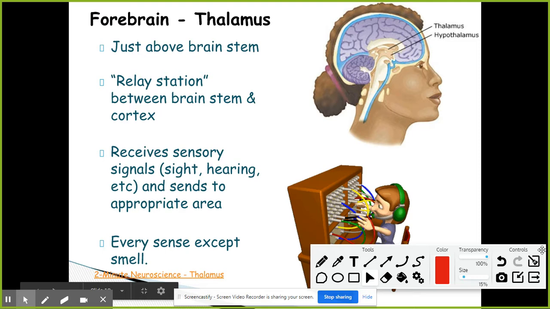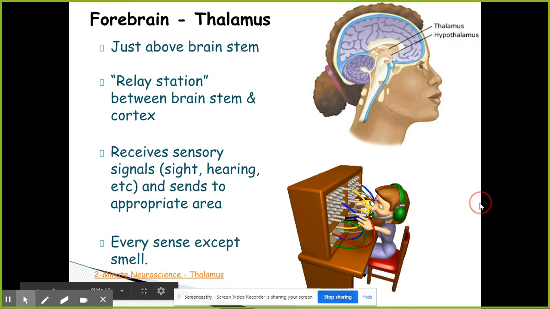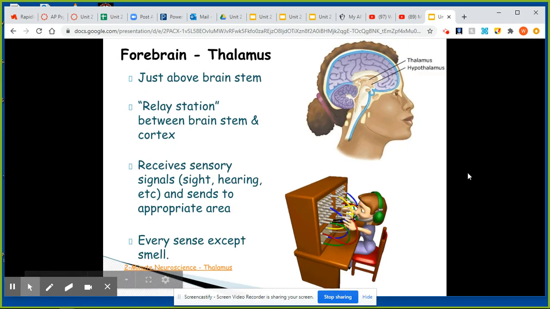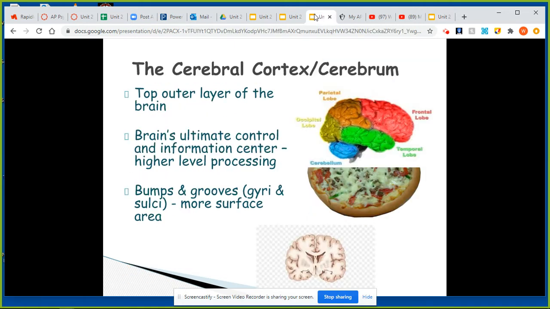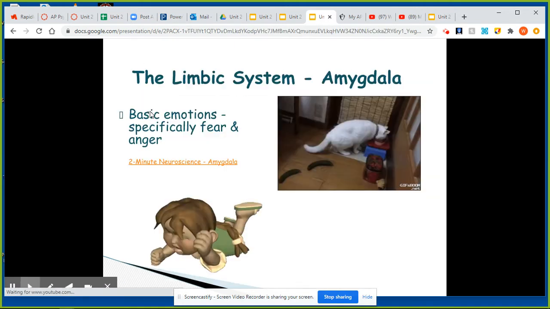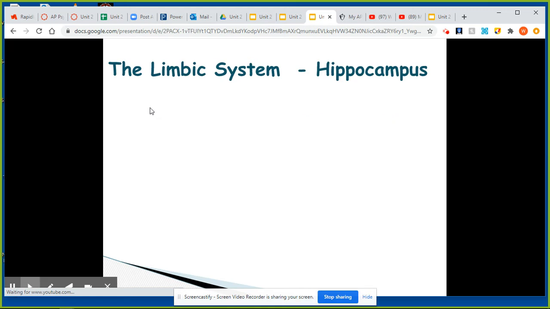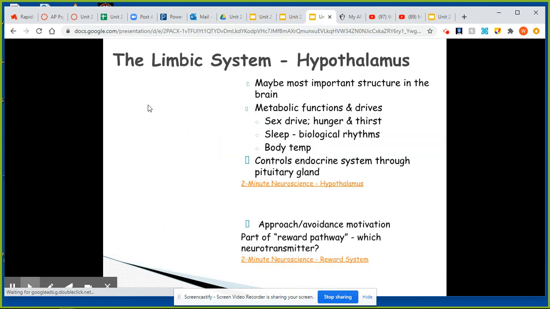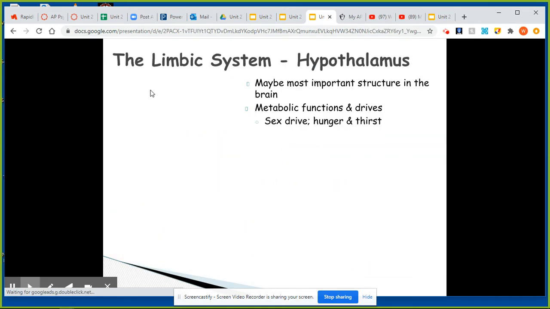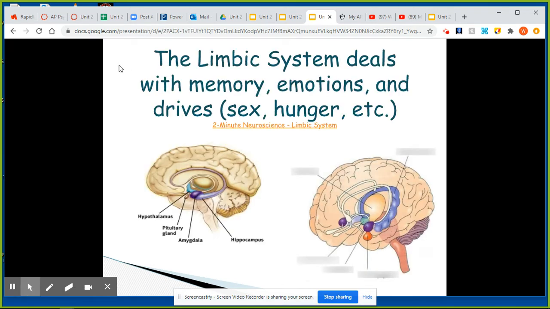All right. So, any questions there about the thalamus? Okay. All right. Now, moving on to the next PowerPoint, which is the one that starts with the limbic system here.